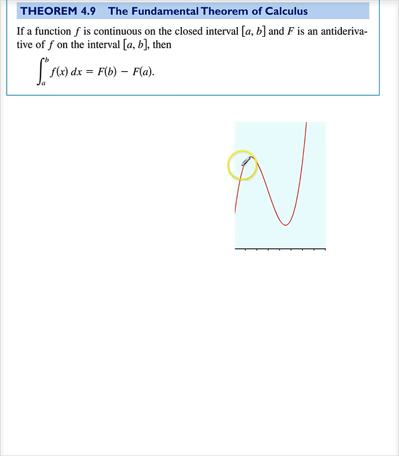Suppose I have a function f that is continuous on a closed interval. Remember, if it's continuous, that means it's integrable. Doesn't mean we can find the integral. And suppose we are looking at this from a to b. Then the integral from a to b of f of x dx is going to be the antiderivative of f evaluated at b minus the antiderivative of f evaluated at a.